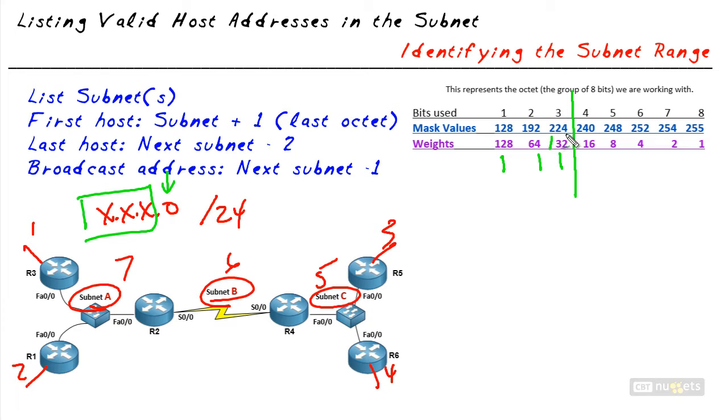Our block size is 32, and our subnets are going to be subnet 0, subnet 32, subnet 64, subnet 96, subnet 128, subnet 160. Again, we're just adding the block size to each one of these. Subnet 192, and subnet 224. So here are 8 of the possible subnets that we could create. We're only going to need 7 of them.